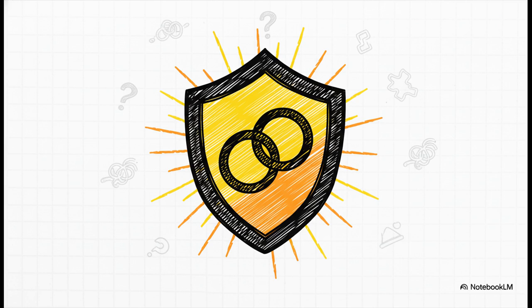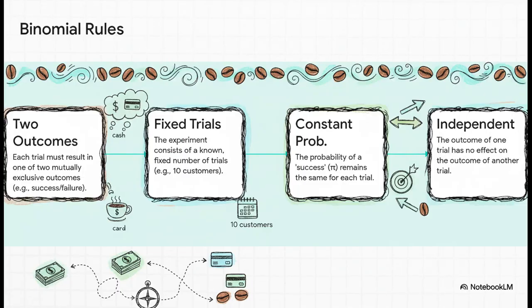But, like any superpower, you've got to follow the rules. And here they are, the 4 rules. I like to think of them as the ingredients for a recipe. If you have all 4, you can make it work. First, each trial, so in our case, each customer, can only have 2 outcomes. They either pay with debit or they don't. Simple. Second, you need a fixed number of trials. We've got that. 10 customers.